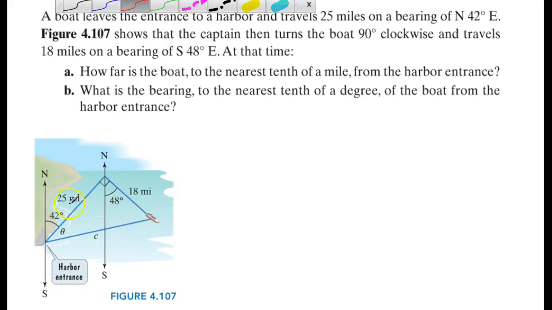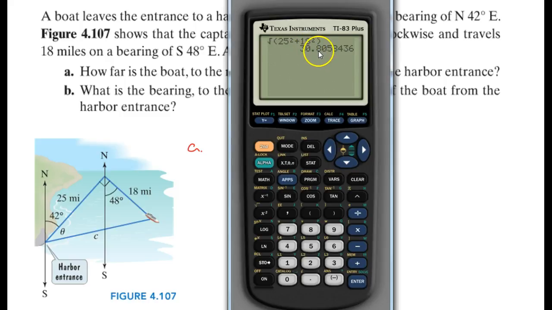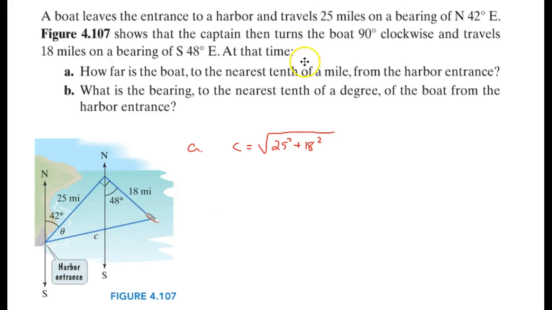So the first part's easy. The first part is just the Pythagorean Theorem. So we went 25 miles, we turned 90 degrees, went 18 miles. So the value of C is just the square root. This is part A, by the way. The value of C is just the square root of 25 squared plus 18 squared. Alright, so to the nearest tenth it says, so 30.8 miles. Alright, and then the part B says, now we know that this is 30.8 down here.